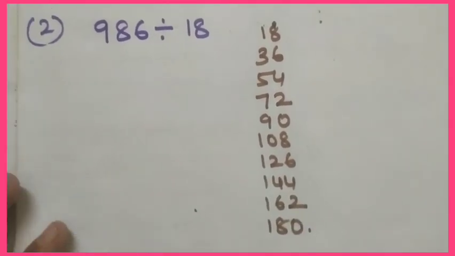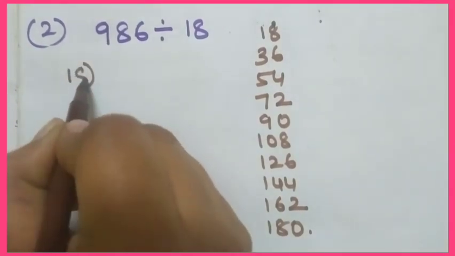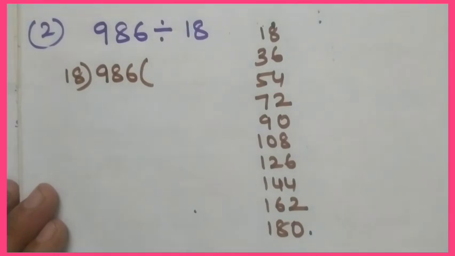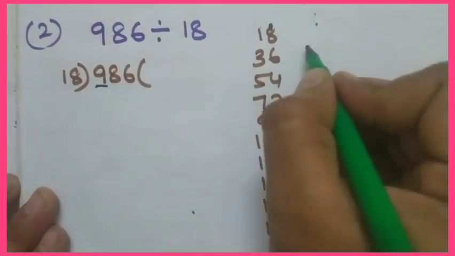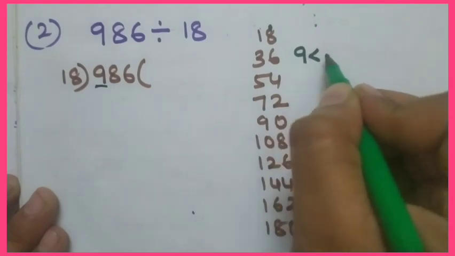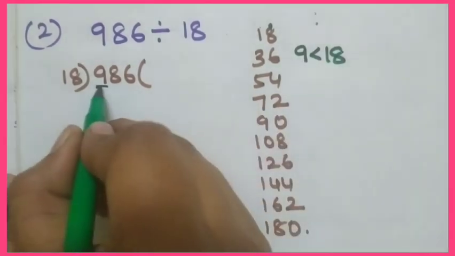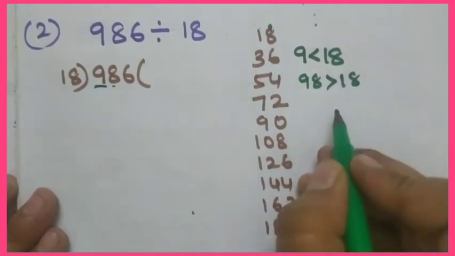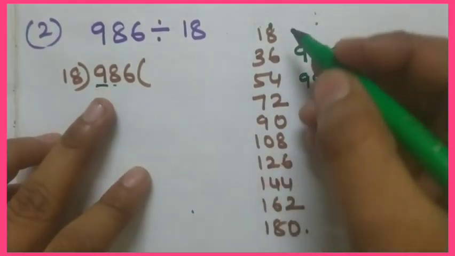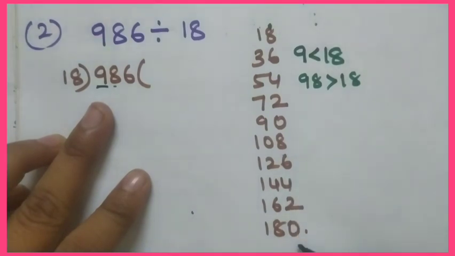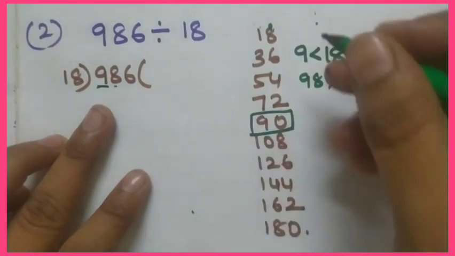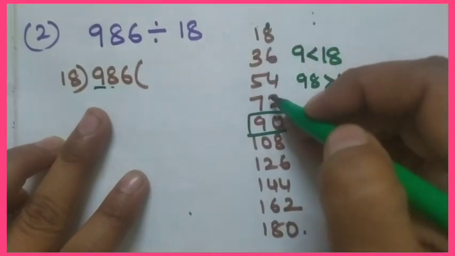Okay. Now 986 divided by 18. Okay. What is the digit here? 9. 9 is less than 18. So we have to take two digits. 98 is greater than 18. So we can take this 98 here. In this table do we get 98? No. We got 90, when we got 1, 2, 3, 4, 5.